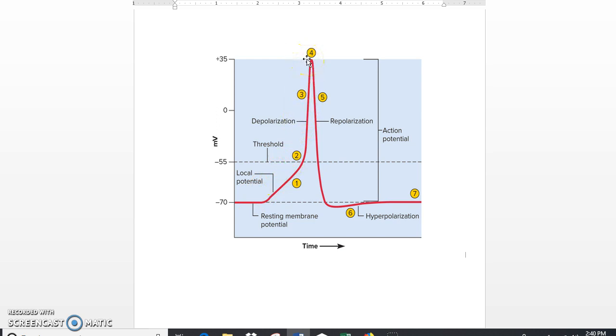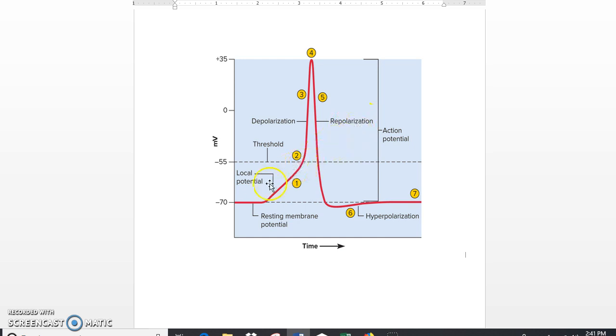So then, now that it's positive 35, what happens? The positivity will go down all the way down again to negative 70. So how do you achieve that? Well, if you put positives inside with sodium, how are you going to get this thing to go down? Well, by removing the positives that you put inside. In this case, what you're going to remove is actually potassium. Potassium is also positive. So then the outflow of potassium from the cell is what's going to cause repolarization.